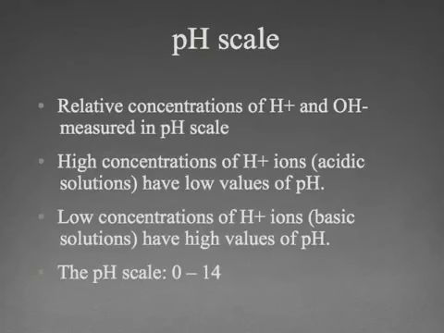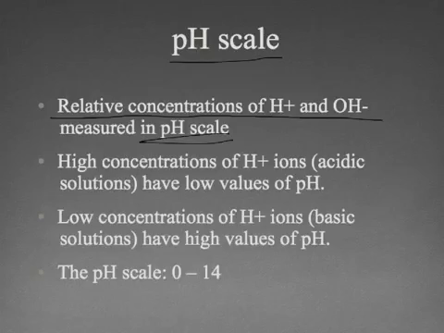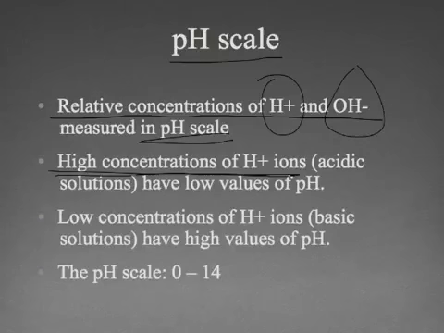Okay. So now let's talk a little bit about the pH scale, because I've mentioned it a little bit already. The pH scale measures the relative concentrations of H+ and OH-. In other words, the pH scale is measuring how much H+ you have compared to OH-. So if you have lots of H+ around, you're going to have a low pH value. That means you have an acidic solution.